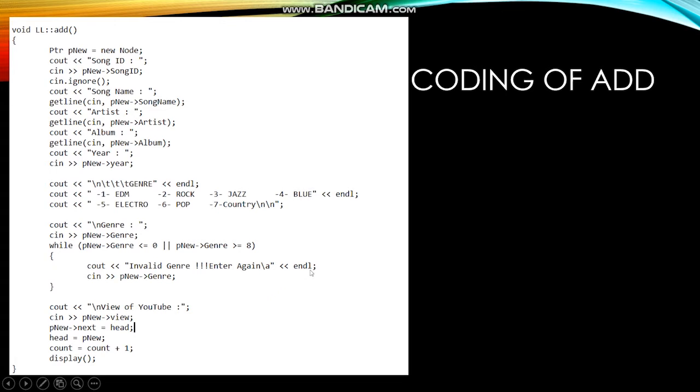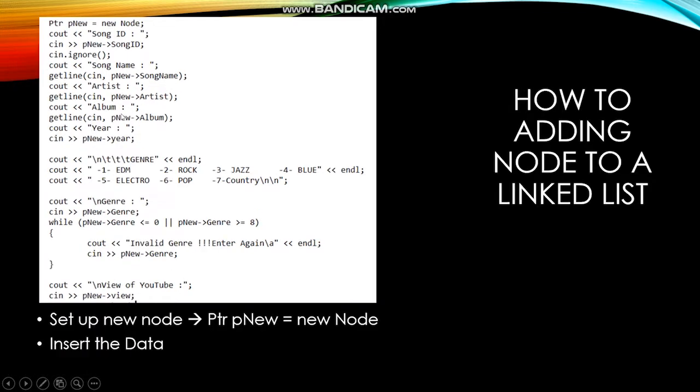Before you implement the adding, you need to create the class function in the class. So how do we add the node in the linked list? At first, we need to set up the new node. After that, you insert the data. The line ptr pnew equal to new node is the line for setting up the new node.